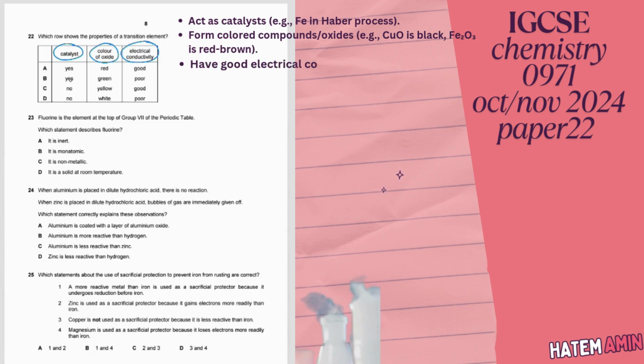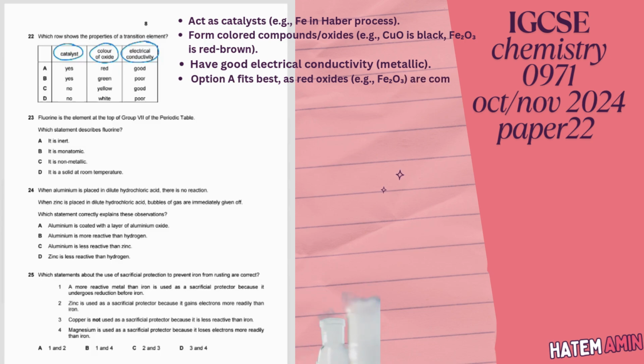They are used as catalyst. Then color of oxide. Color of oxide gives green or red color. Yeah, it can give these colors. But the last one, which is electrical conductivity, it can indicate the correct answer. A is all of the transition metals, they are good electrical conductors.